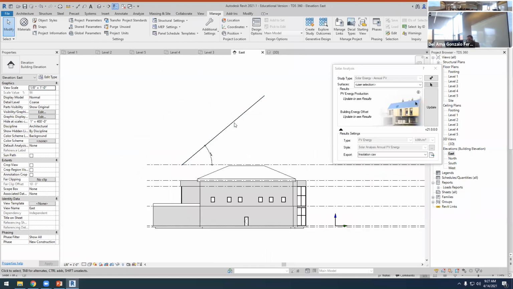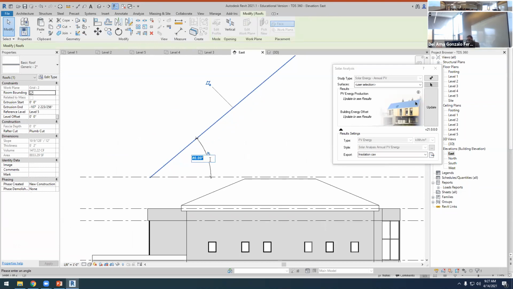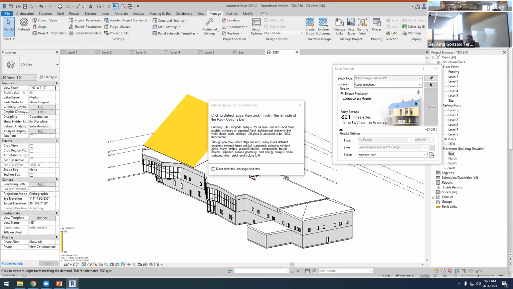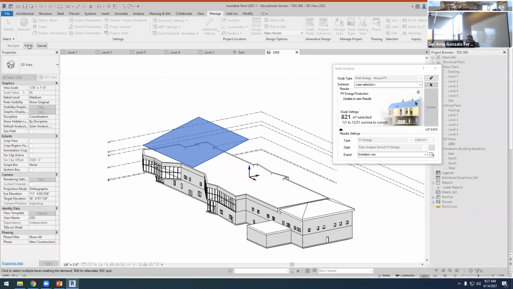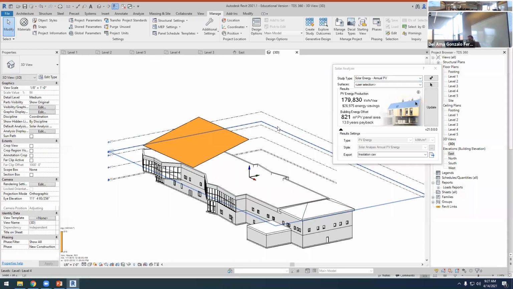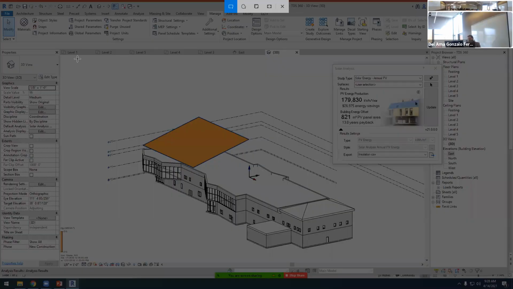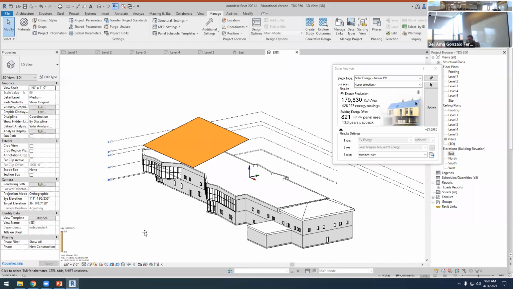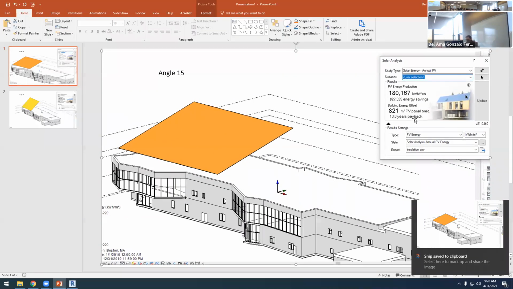So go to the east elevation. I select this. I type 15. Finish. Okay, 179. And it was 180.